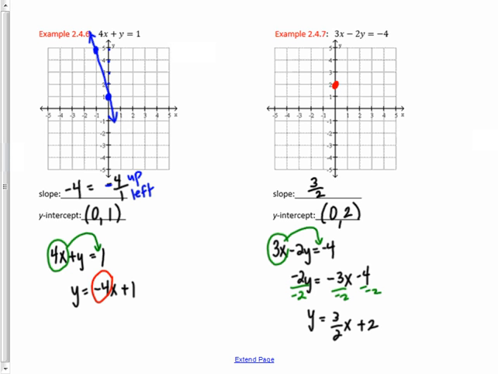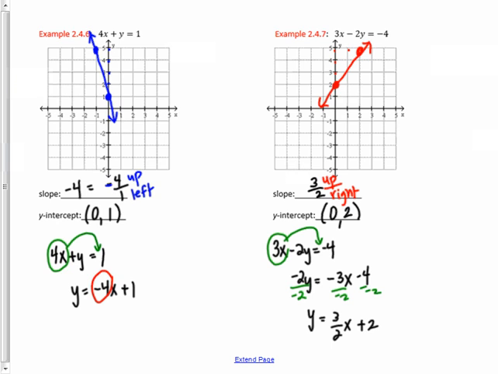So let's start at 0, 2. I'm going up 3, and since it's positive, I'm going to go this time to the right 2. So up 3, over 2 to the right. Two points is all it takes.